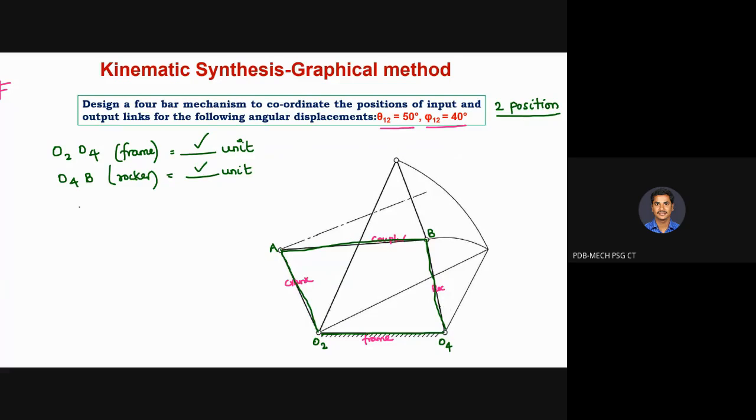Okay, so let me keep frame as L1, crank as L2, coupler as L3 and rocker as L4. So L1 and L4 are assumed data.